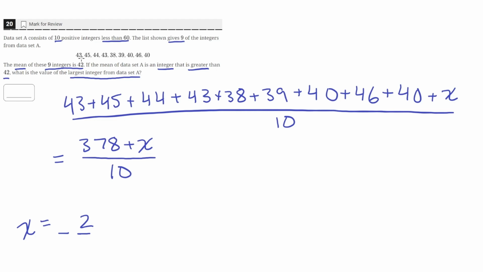But since the mean of these 9 integers is 42, we need a value larger than 42 to push the mean above 42. And since the x value has to be larger than 42 but less than 60, the only number that has a 2 in the ones place that is larger than 42 and less than 60 is 52. So x has to be 52. And if we look at these numbers, we can see that 52 is the largest of these 10 numbers. So the largest integer in dataset A is 52, which is the 10th term.